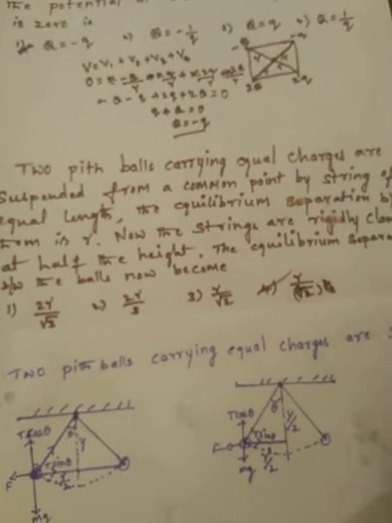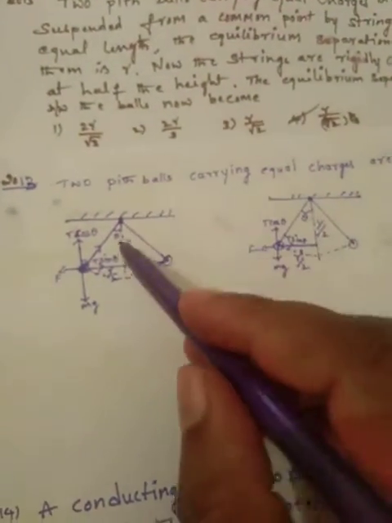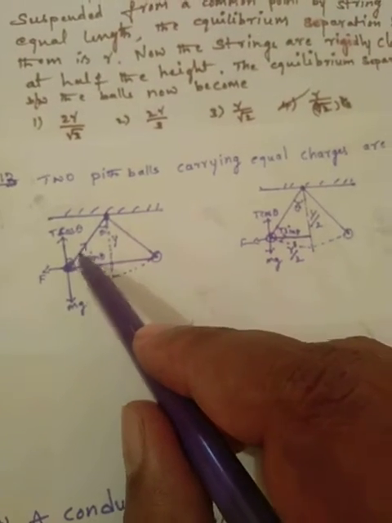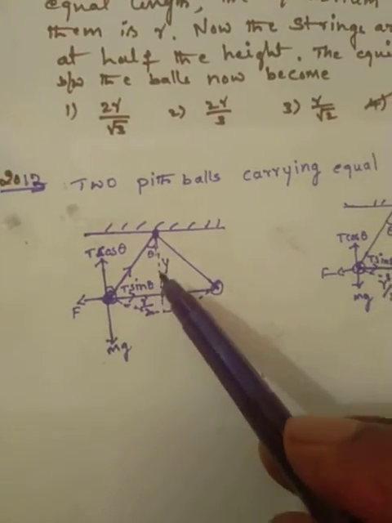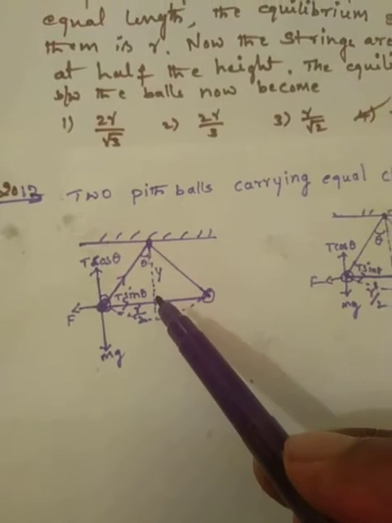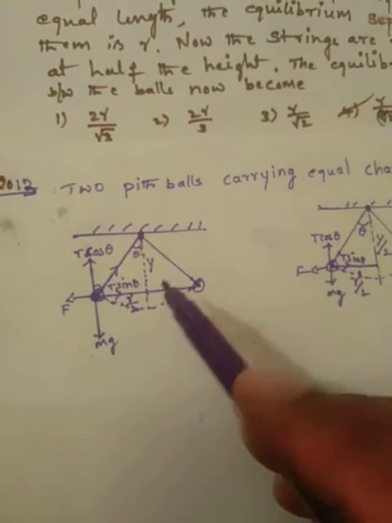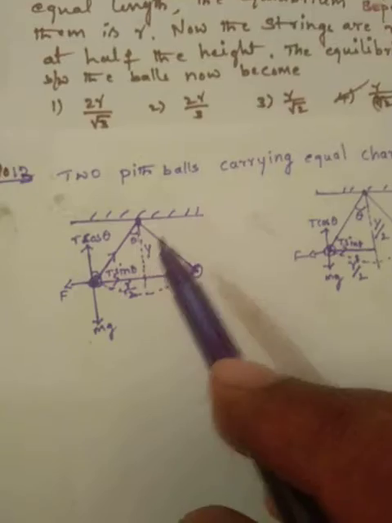So this is the situation. They have given two pith balls. In the first case, the two pith balls are clamped at a point, the lengths are the same, and the charges are also the same, and suspended to a height, say 1. Then the separation between them we take as R. So now you know very well.